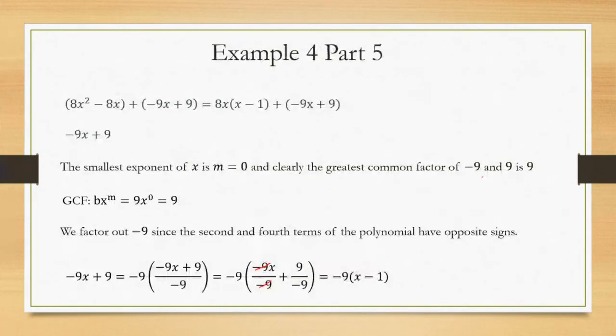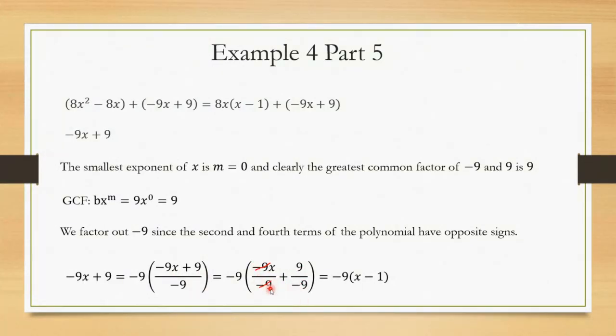So we get the GCF is 9. Again, we have to factor out a negative GCF, negative 9, since, again, we factor it out. So what do we do? We divide. When you divide into a sum, you have to divide into each term. And that's what I'm doing here.